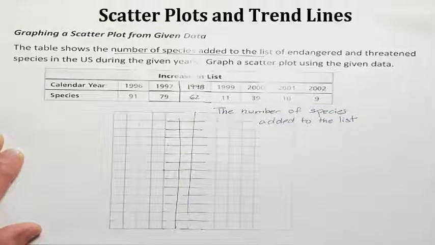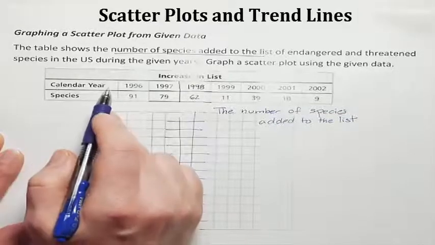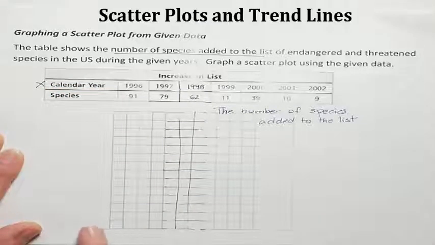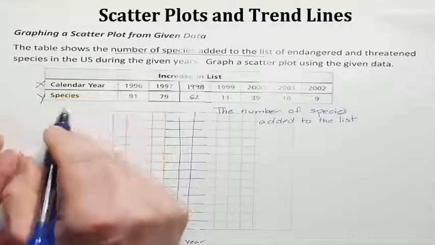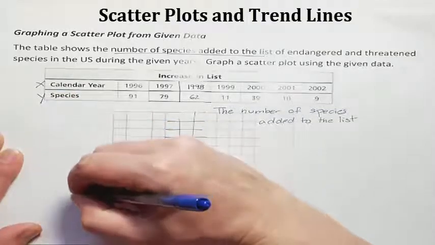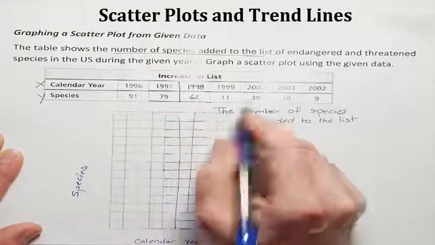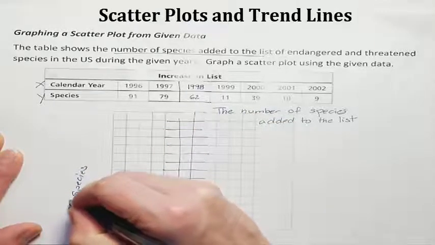Now what exactly are we graphing? We are graphing the calendar year. Well, time is usually the x, and the first thing always listed is the x, so that's the x-axis. So down here is our calendar year. And then the y is always the last one mentioned, species. So this y-axis is our species, and it's the number of species. So we're going to do number of species.